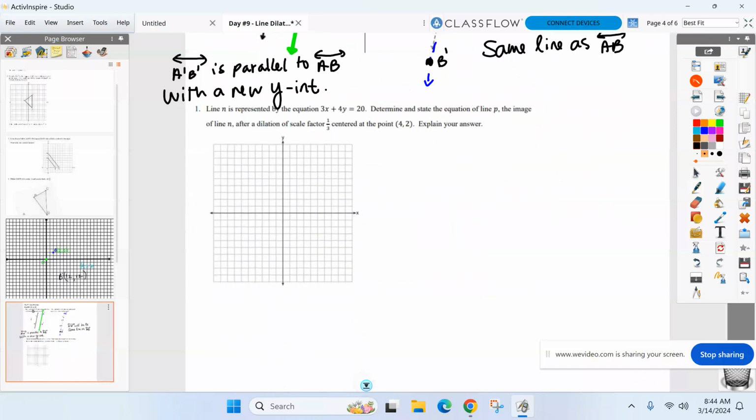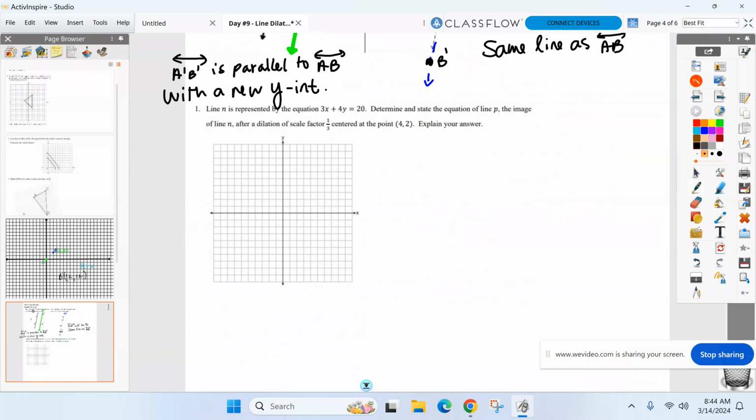I got line N, 3x plus 4y equals 20. We're going to dilate it by a third. Ooh, a third. We've never had really that before. And everyone sees the center, 4, 2. What's my equation of the new line? I, without a doubt, want you to graph this so we can see what it looks like on the graph, please.